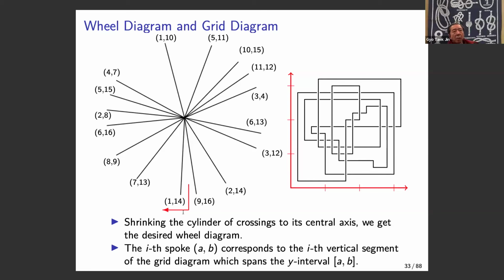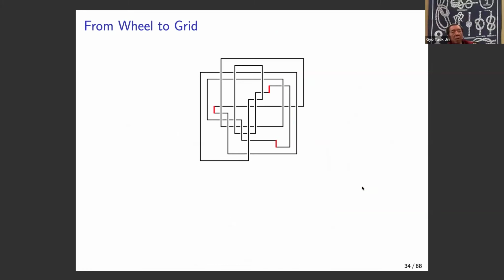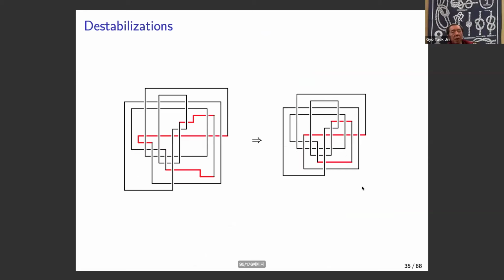Then you can draw this grid diagram. So 14 is a level 1 to 14, and then 7, 13, and so on. And notice that there are unit length vertical segments. So you can remove this by straightening. Then in 3 places, you can reduce the size by 3.